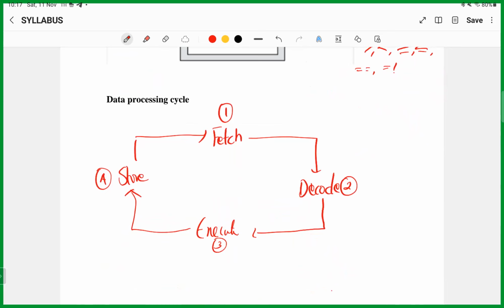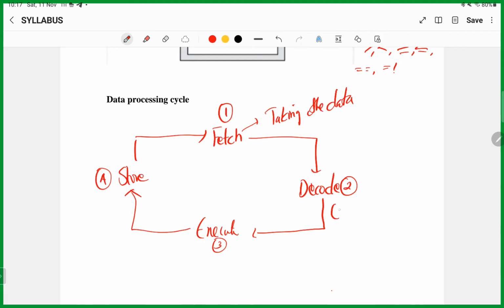Now talking about each and every part. What is fetch? When I say I fetch a book, what does it mean? I take a book, right? Same way, it is nothing but taking the data in. Taking the data inside. Fetch is nothing but taking the data.